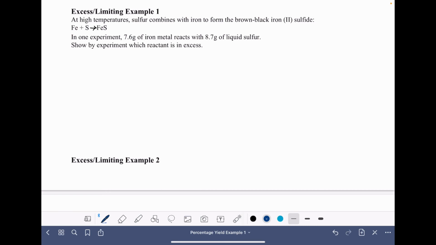In this question, it says at high temperatures, sulfur combines with iron to form iron sulfide, and we've got our balanced equation here. In one experiment, we've got a mass of iron and a mass of sulfur that react together. Show by, that's not right, it should be show by calculation which reactant is in excess.